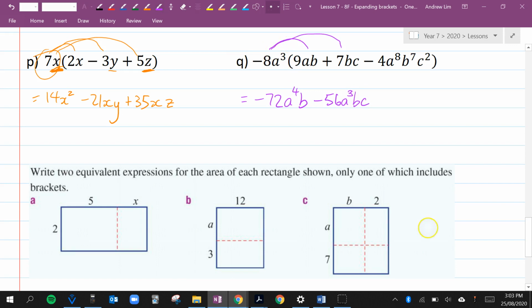Negative 8 times negative 4 is positive 32. A cubed times a to the power of 8, they both have the same base. So we can add the powers all together, they're 11 a's. But we still have b to the power 7 and c squared. Okay.